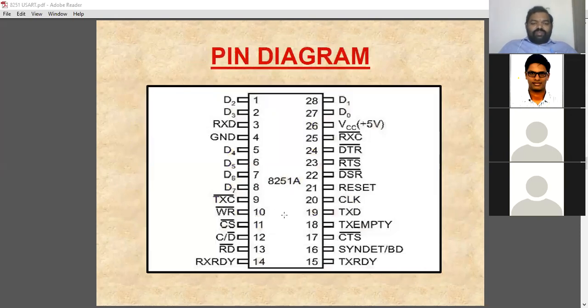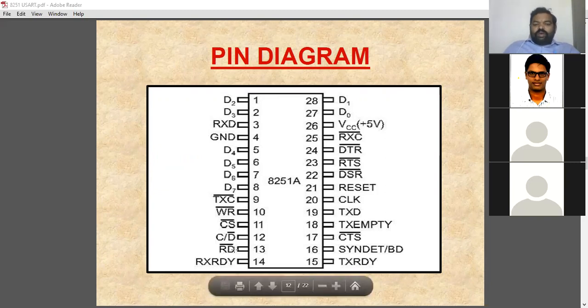And after this, the write control pin, right? For example, if you apply a 0 here, then you are able to get the data from the processor, that is the write operation. Write operation is nothing but data transmission, right? Transmission means conversion from parallel to serial, and you can transmit the data.